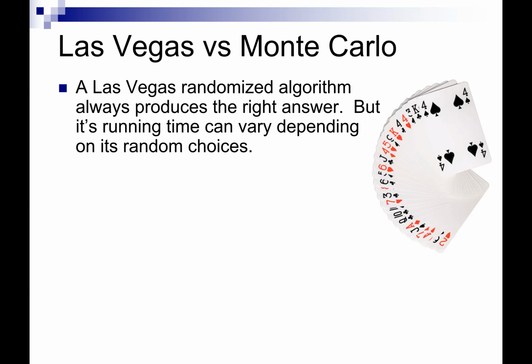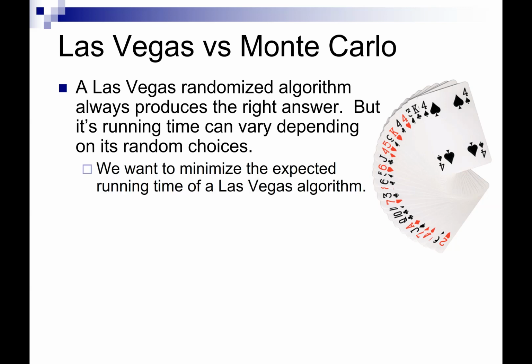However, the running time of the algorithm can depend on the random choices that it made. Therefore, this algorithm can run for different amounts of time on the same input. It's always going to have the right answer at the end, but sometimes it might run quickly and sometimes it might run slowly. So what we want for these algorithms is to minimize the expected running time. Even though the algorithm might run for a long time in some cases, we want the probability of that happening to be very small.